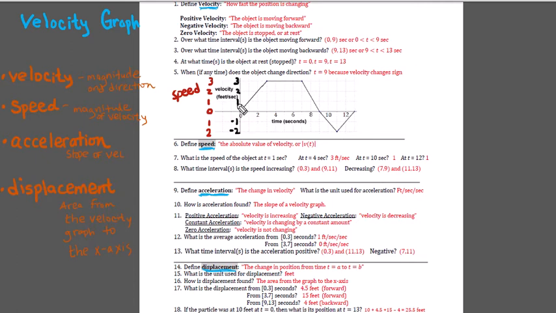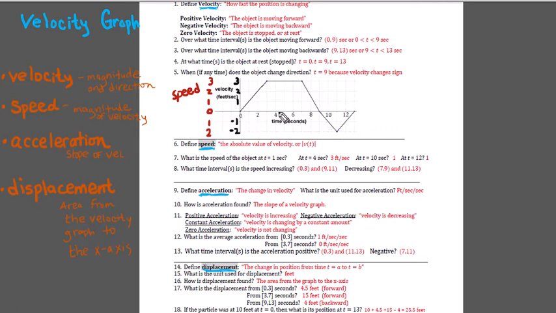So when the velocity is positive, you're moving forward. When the velocity is negative, you're moving backwards. But the speed happens to be the absolute value of that number. So if the velocity is -1, the speed is really just 1. If the velocity is -2, you're moving backwards, but the speed is 2.